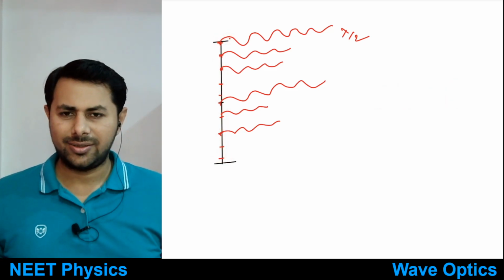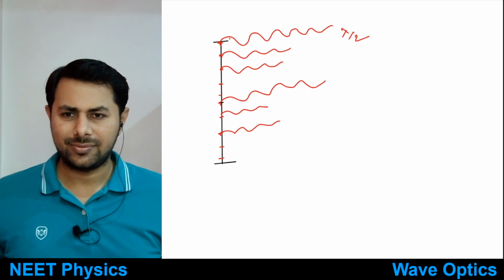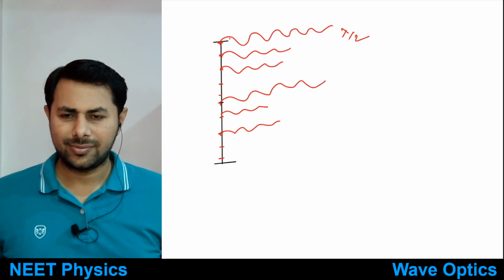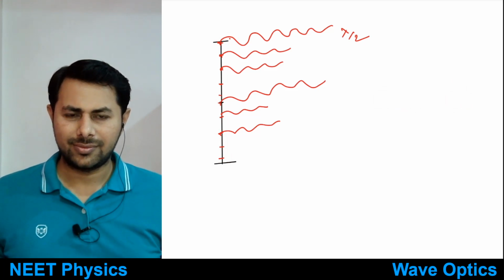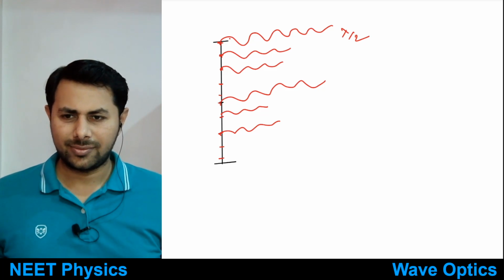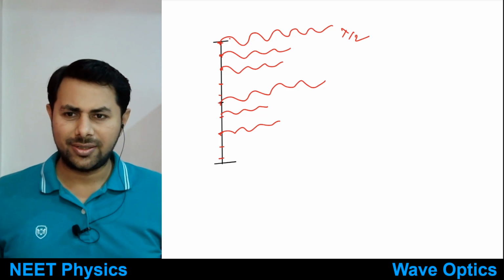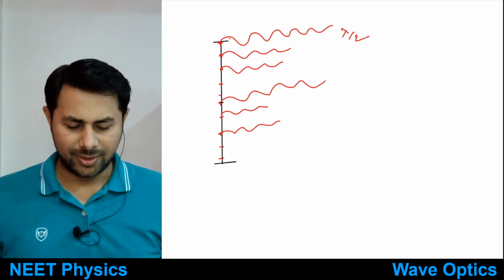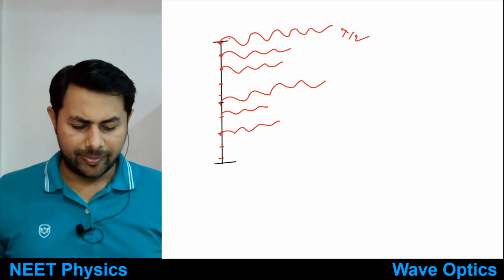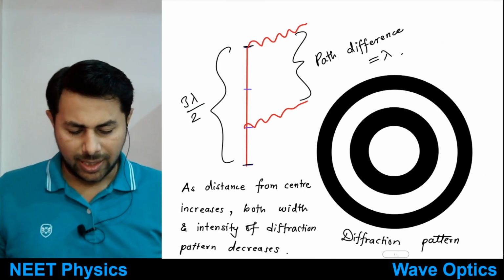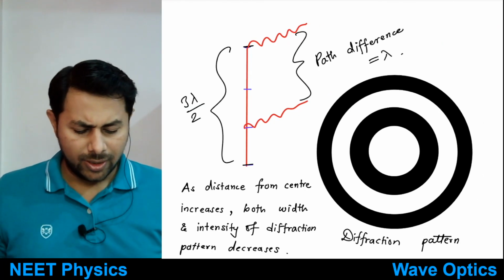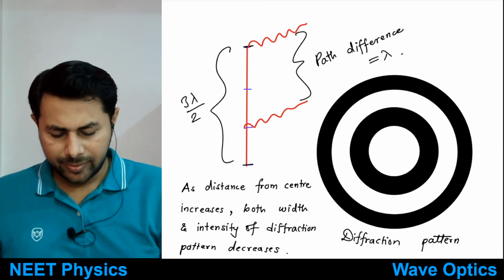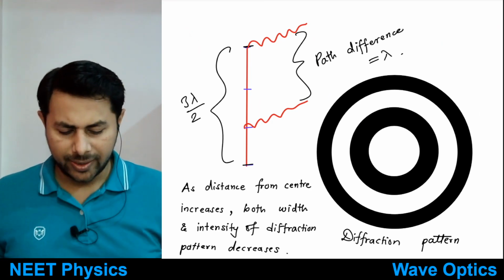Is this thing clear, everyone? Okay. Yes, Yamini, is it clear? All right, good. So then that point would be dark. After that, now let's consider, so for lambda it would be dark.